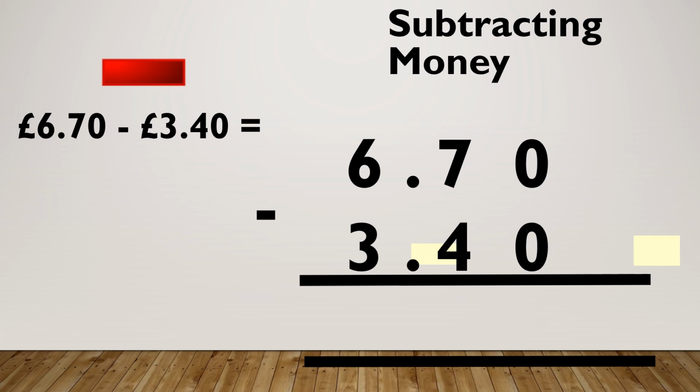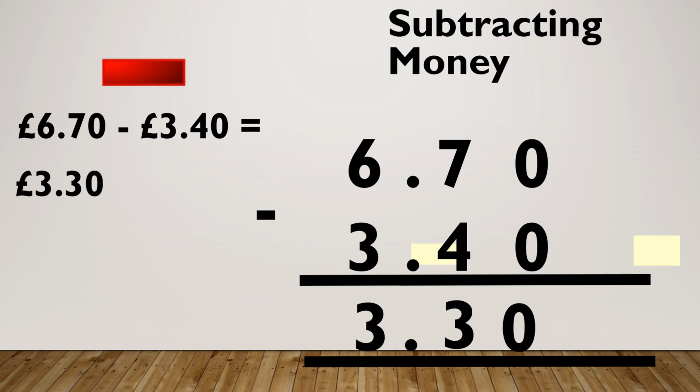Now we're going to start from the right. So 0 take away 0 is 0. 7 take away 4 is 3. Decimal point, 6 take away 3 is 3. So it's £3.30. Don't forget your pound sign. One of the most common mistakes I see is people put a pound sign and a pence sign on things. Don't need both of them. If I was just writing 30 pence, I could just write 30 pence. Or I could write no pounds and 30 pence. But I can't have both a pound sign and a pence sign on something.